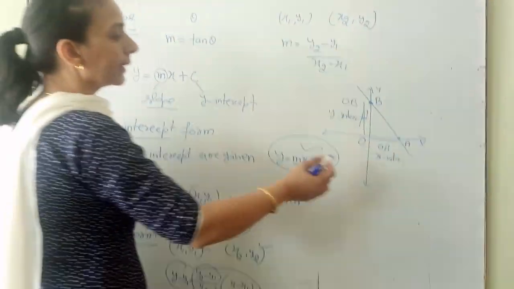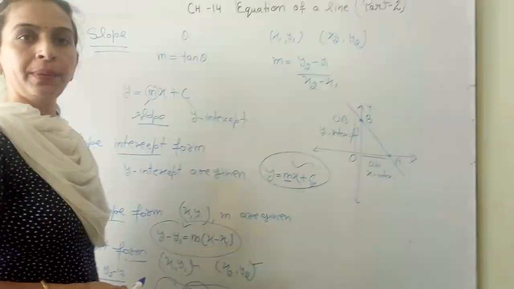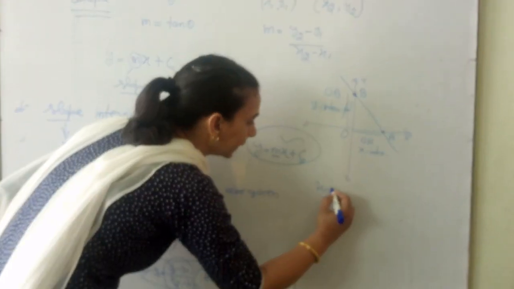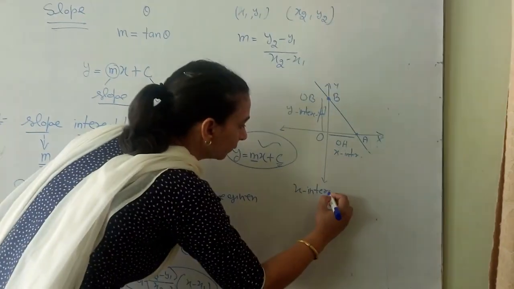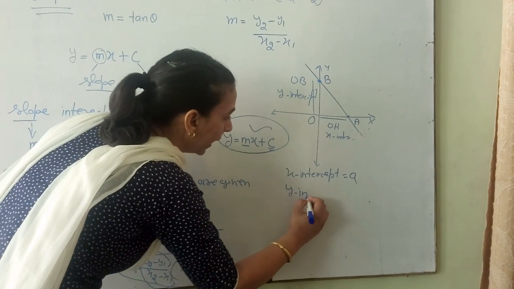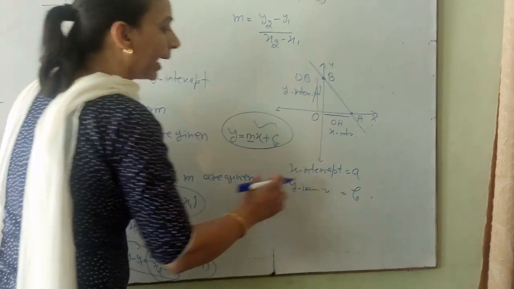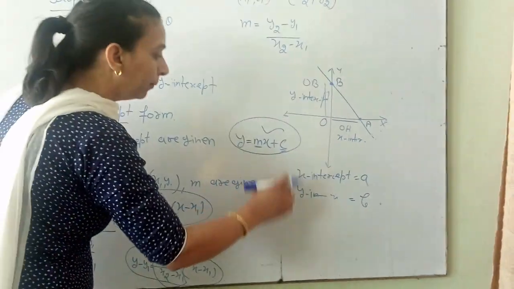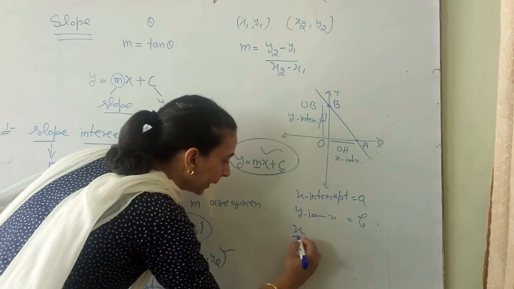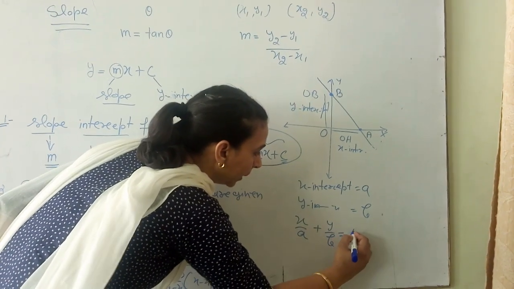Then there is one alternate method also. If x-intercept and y-intercept are given, then we find the equation of a line. If x-intercept equals A and y-intercept equals B, then we use x by A plus y by B equal to 1.